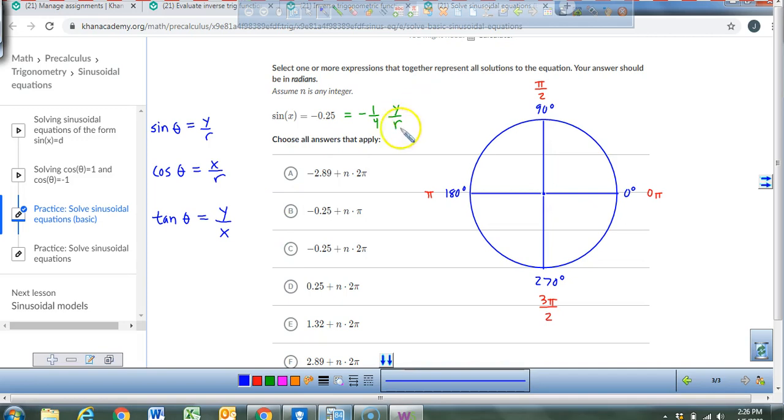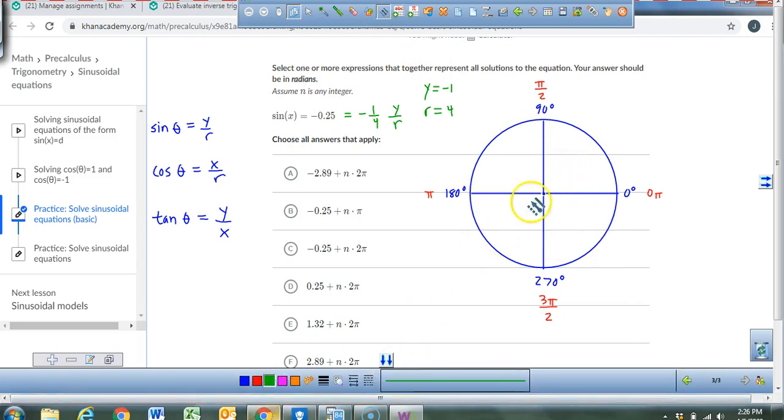So right now I want you to understand that they're telling us basically that our y value is -1 and the r value is +4. Now what does that mean for us? That means that there's two different places where the y values can be negative. The y values can be negative in the third quadrant and the fourth quadrant. And it's saying our y value is -1.